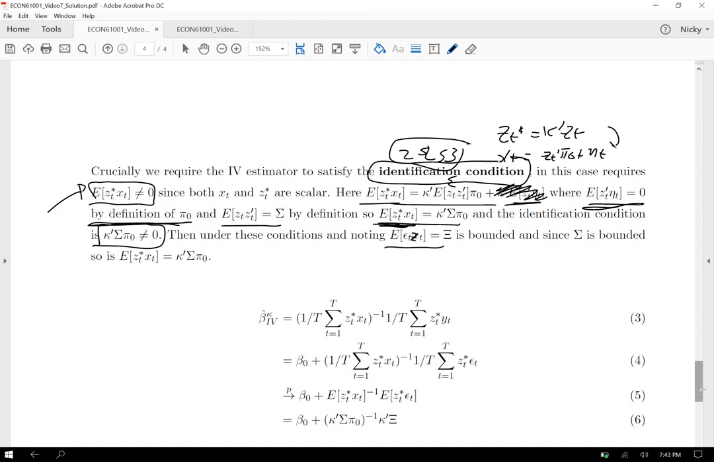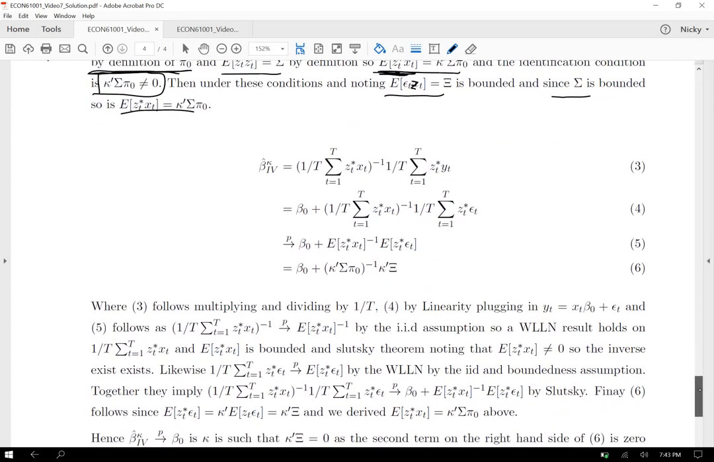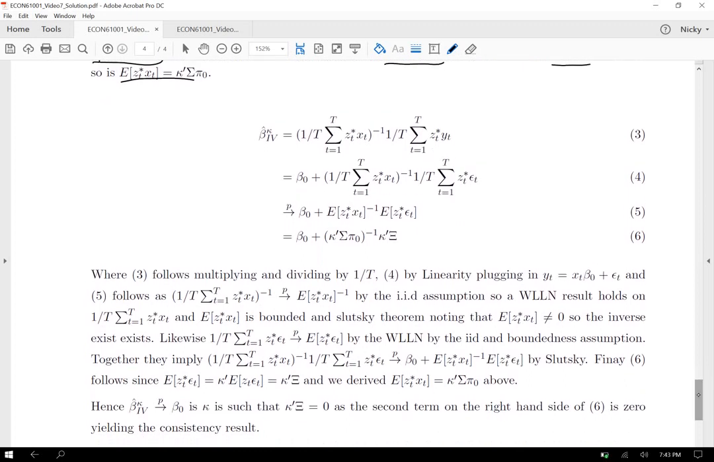We've assumed that this covariance between E and Z is just this xi matrix, and it's bounded, and sigma is bounded as well, and this is bounded also. So everything is bounded, so we can do a weak law of large numbers result. Okay, so we're going to use all this and see when it's consistent.